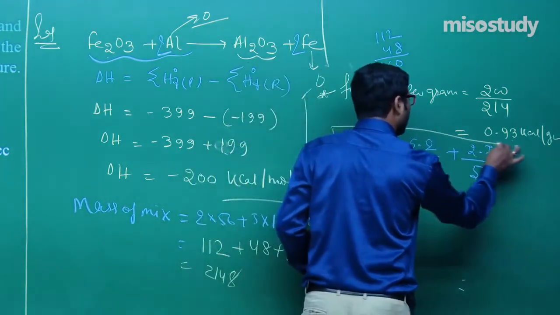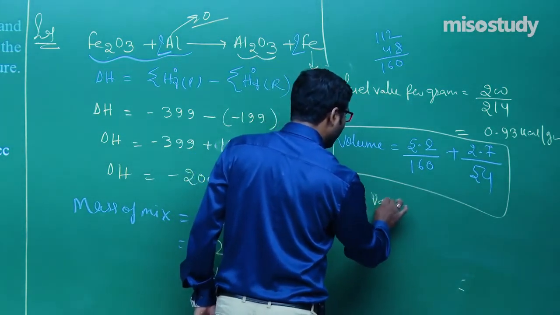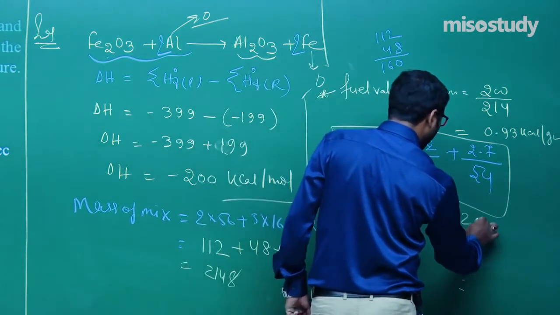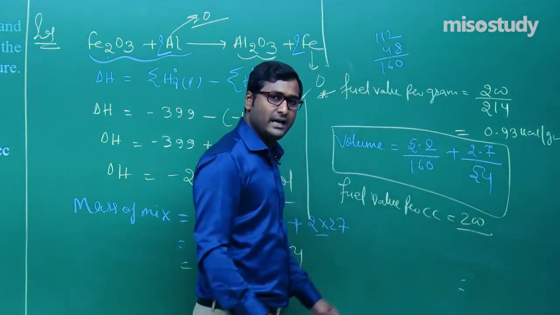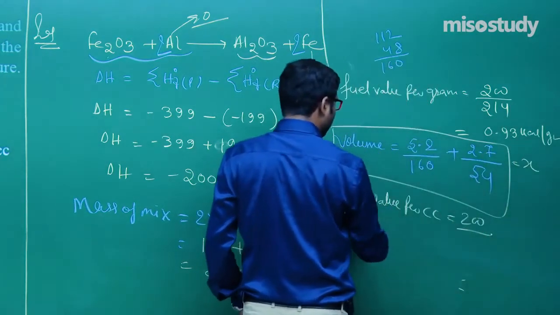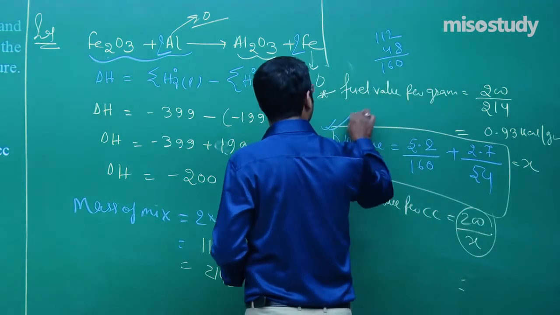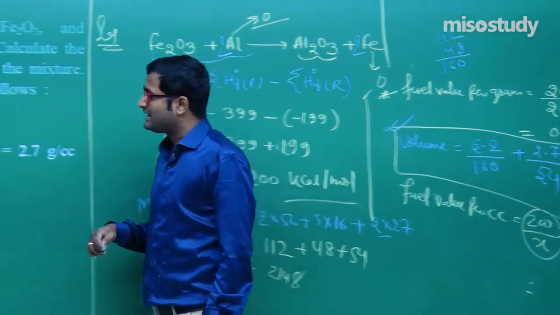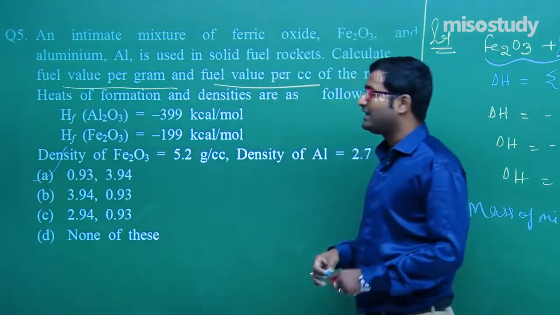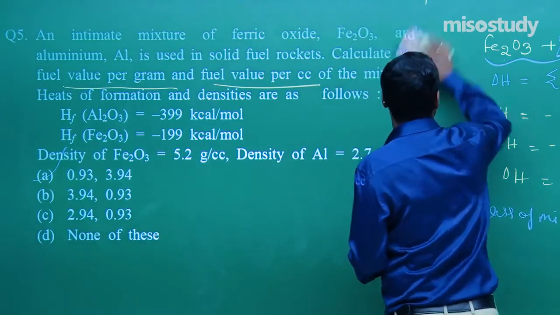If you add this total volume, now what will happen? Fuel value per cc will be equal to 200 upon the sum of this. Now you will definitely get the answer. Clear to you? If I assume this is x, the fuel value per cc is 200 upon x. If you solve this data, then the answer will be around 3.94. So for this the answer is 0.93 and 3.94. Now friend, I am going to rub this part and we'll discuss the next one.